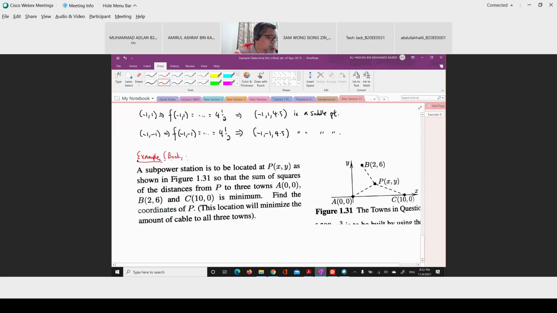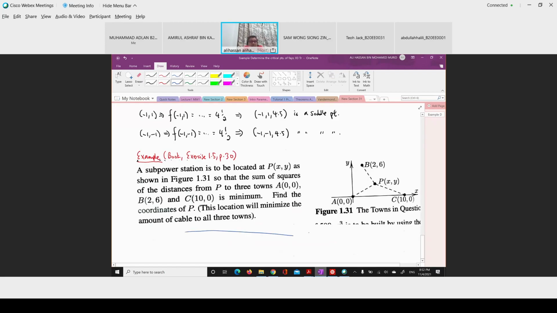This is taken from the book, exercise 1.5 on page 30 of that book. Okay, let's read this question first.